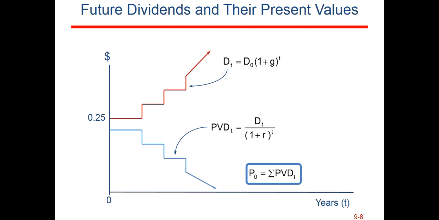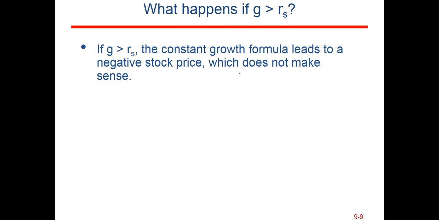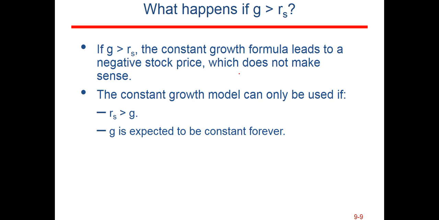Now, you might ask, if you look at the formula, what happens if g is greater than r? The constant growth formula leads to a negative stock price. It doesn't make sense. The constant growth formula can only be used when growth is less than the required rate of return on the stock, and it's almost always the case that the required rate of return is greater than growth, because growth usually is around 2%, 1.5%, and so on, whereas required rates are in double digits: 10%, 15%, 20%.